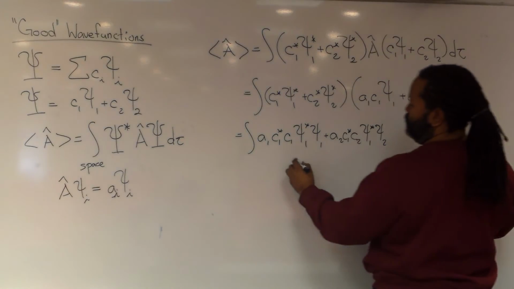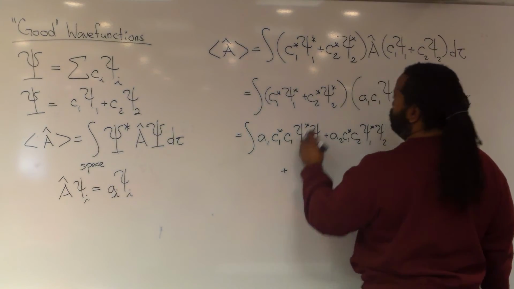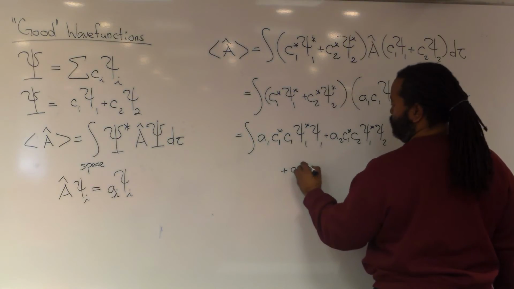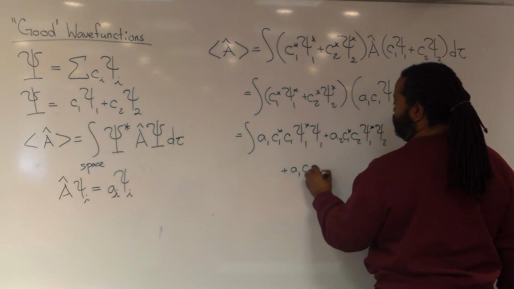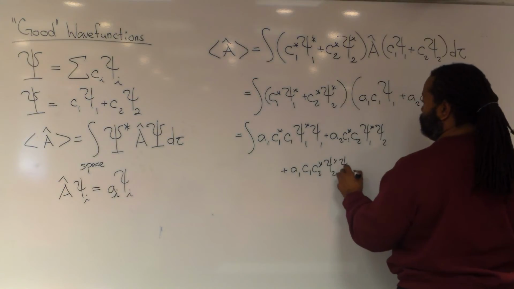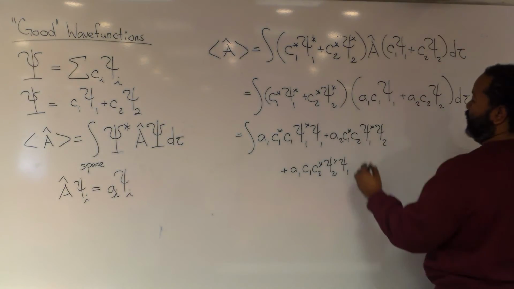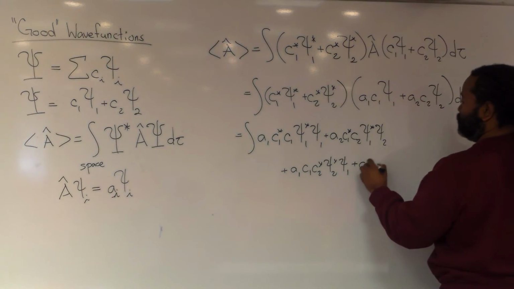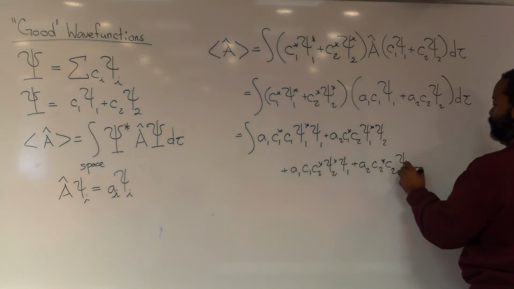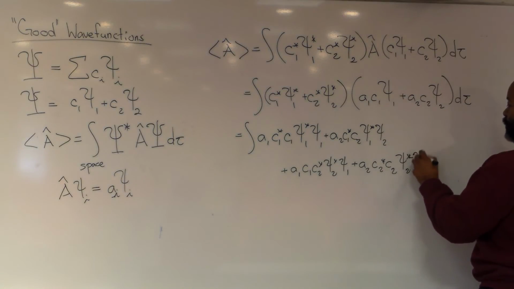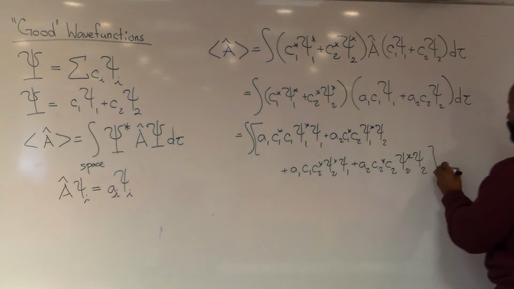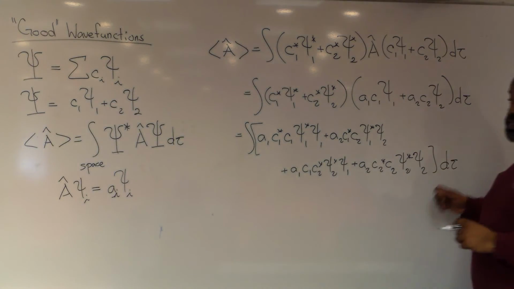Then we're going to do the last two down here. We're going to have the inner, so that's A1 with C1, C2 star, psi 2 star, psi 1, and then the last, which gives me A2, C2 star, C2, psi 2 star, and psi 2. And all of these with our variable of integration.